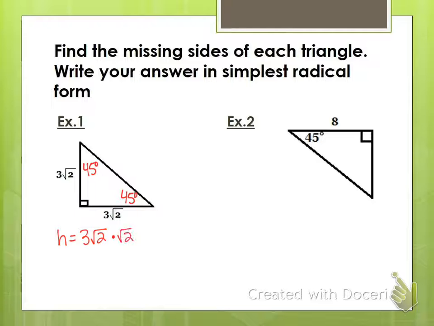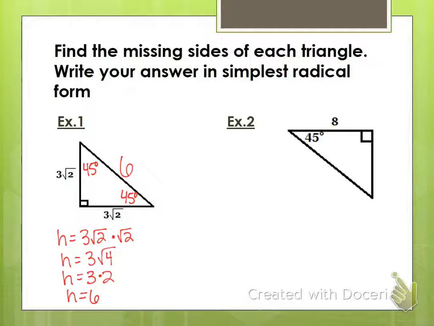Good. You're very close. John? I got h equals 6. How'd you get that? From the square root of 4. Good. So we would have had 3 times the square root of 4, which would just be 3 times 2, which is 6. So that was the only missing side there.